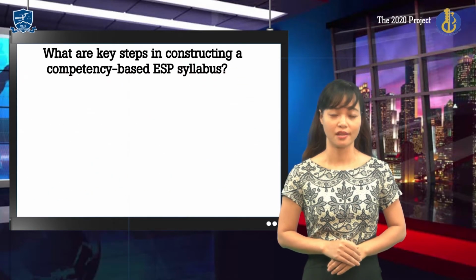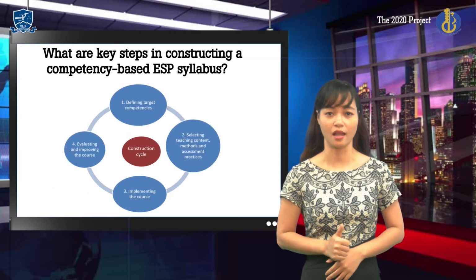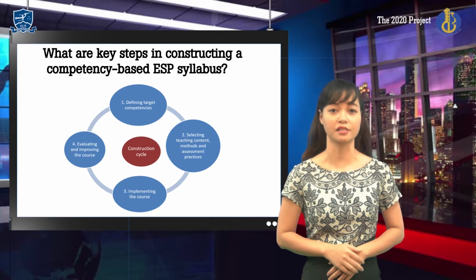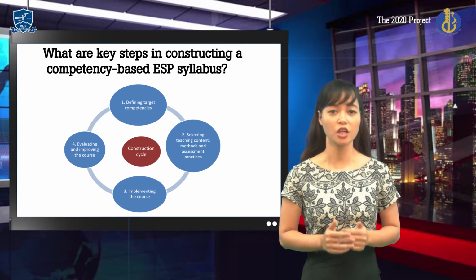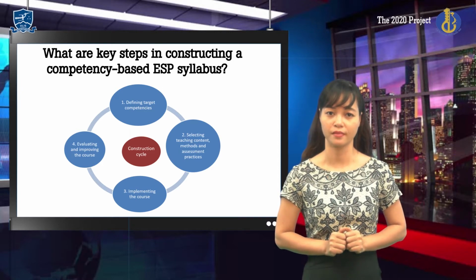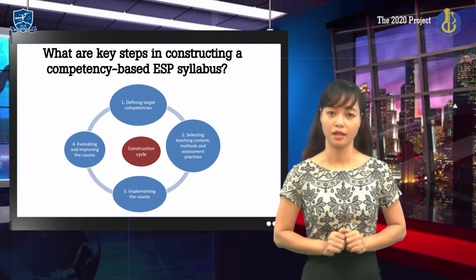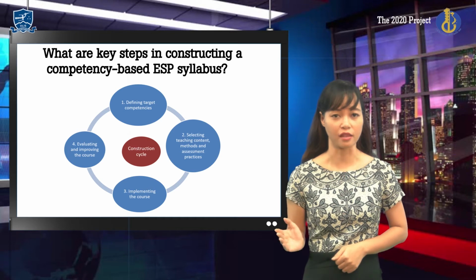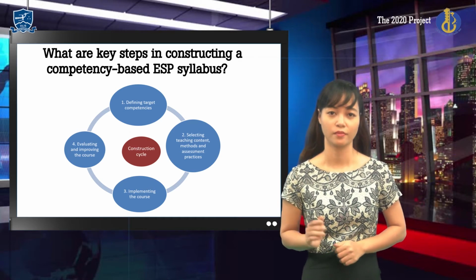As already mentioned, the very first step in constructing a competency-based ESP syllabus is to define a set of language competencies that learners need to obtain in order to complete their professional tasks. These competencies, in turn, guide the course designer in choosing teaching content, methods, and assessment practices.